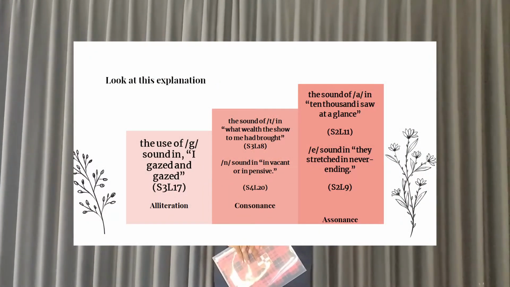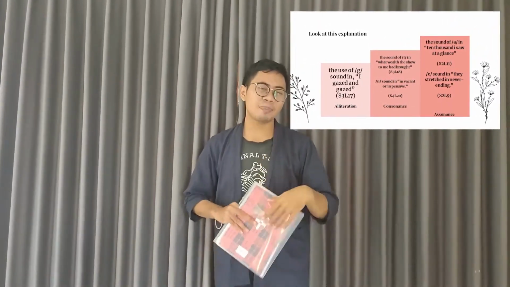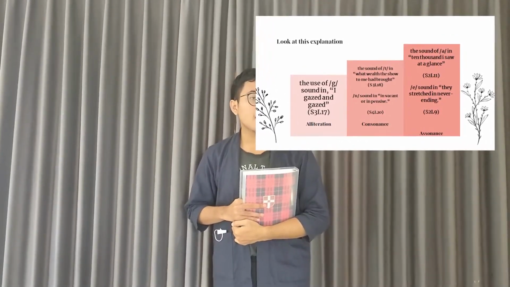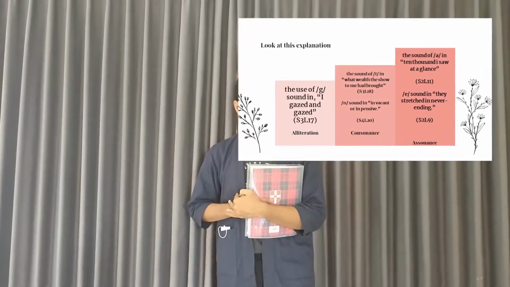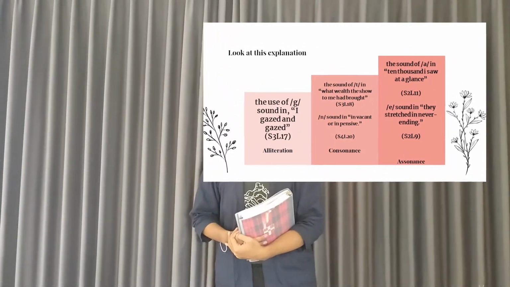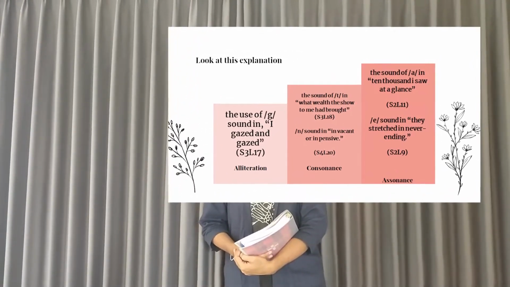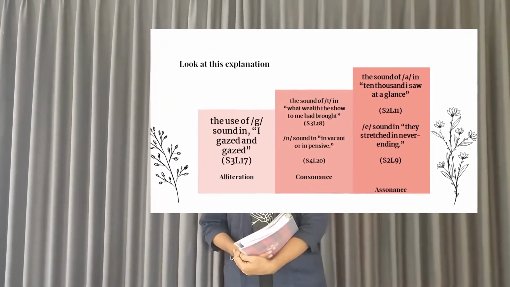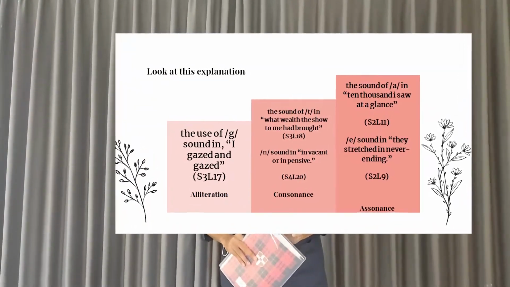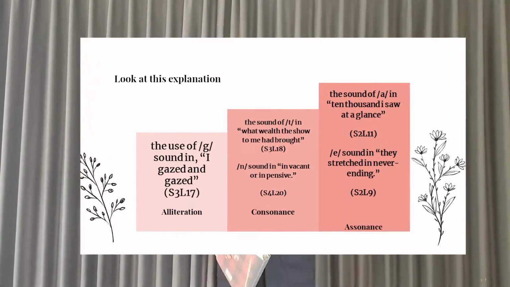Basically, alliteration is the repetition of consonant sounds in the same line. In this poem entitled Daffodils, there are some examples of alliteration. The first one is the G sounds in line 1, "kiss" and "kiss." And the second one is the use of W sounds in the line "what wealth the show to me had brought."